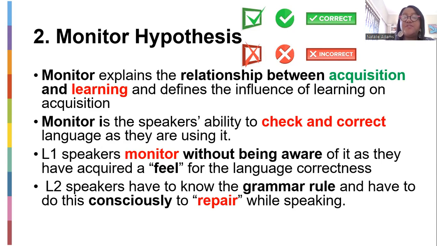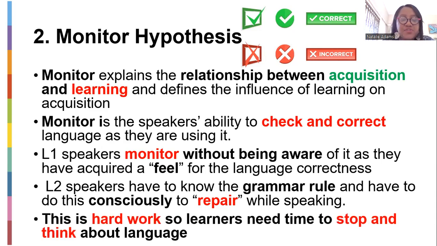Second language speakers have to know the grammar rules and have to do this consciously to repair while speaking. So yes, first language speakers can do this automatically, but the distinction between first and second language is that second language speakers have to question and repair. This is hard work, so learners need time to stop and think about language, okay? For first languages, it's normally automatic. They can correct themselves immediately. Second language speakers sometimes can do it that way too, but they also need instruction. They need to understand the rules of the second language in order to be able to do it.